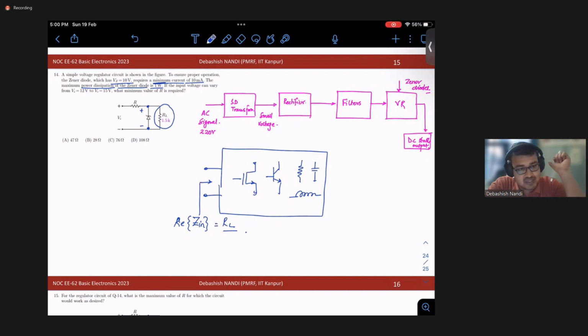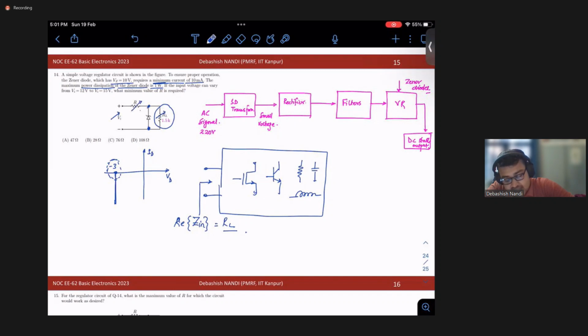But what happens if you put a Zener diode across it? We know that a Zener diode has characteristics like this, right? So what does that mean? That at a certain voltage you have an infinite amount of current flowing through it. So it preserves this voltage. That means whatever the fluctuation in load or the supply is, the voltage across this will remain the same.